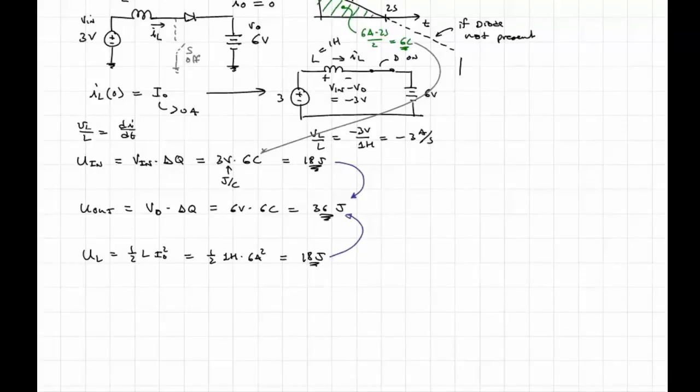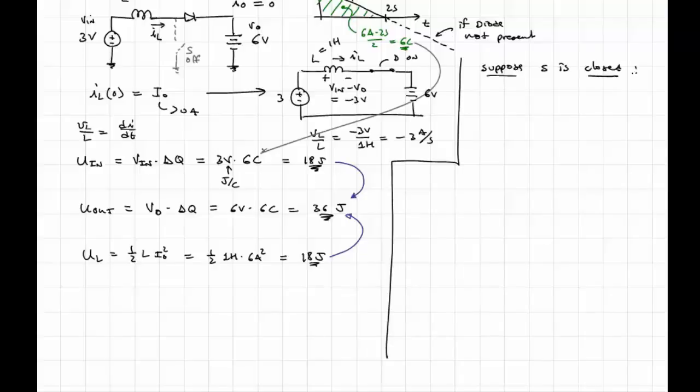Now, let's consider what happens if our switch is closed. Okay, now we'll have our 3-volt source and our inductor, and then when we turn on our switch, we basically short to ground. We have our diode here, and we have our output voltage. That's 6 volts.